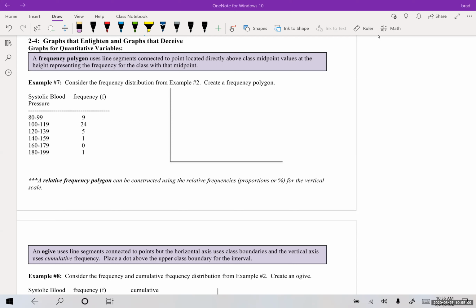Okay, so we're going to talk about a lot of graphs in this section. So in terms of quizzes and stuff, you're probably going to get like one of each type of these graphs on your quiz. You'll see some in the homework to practice.